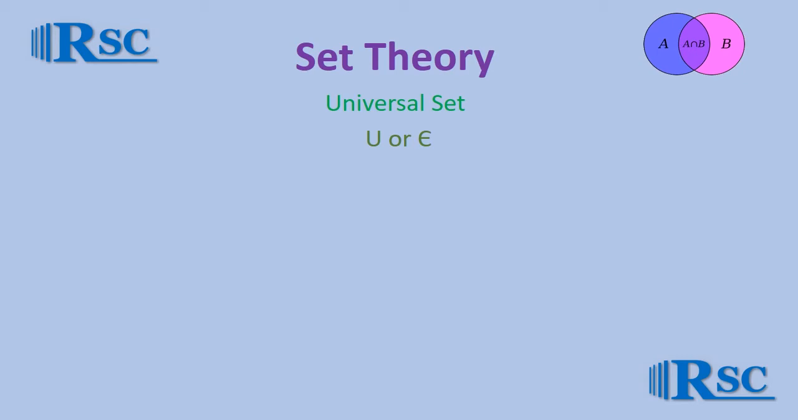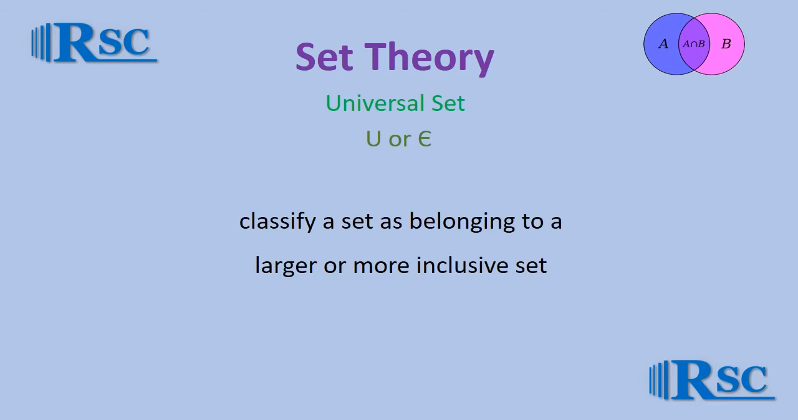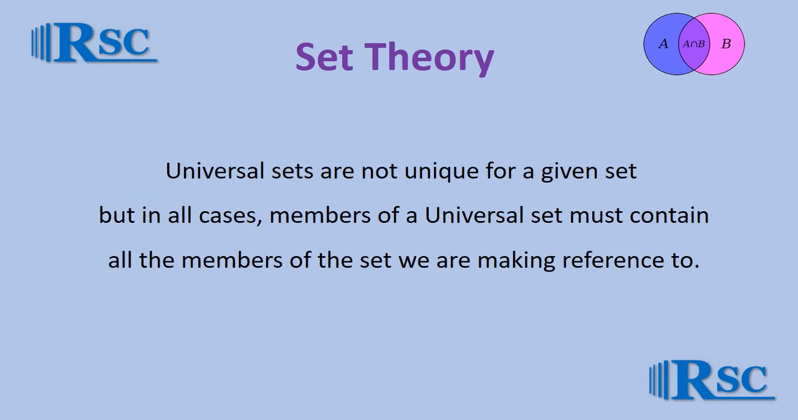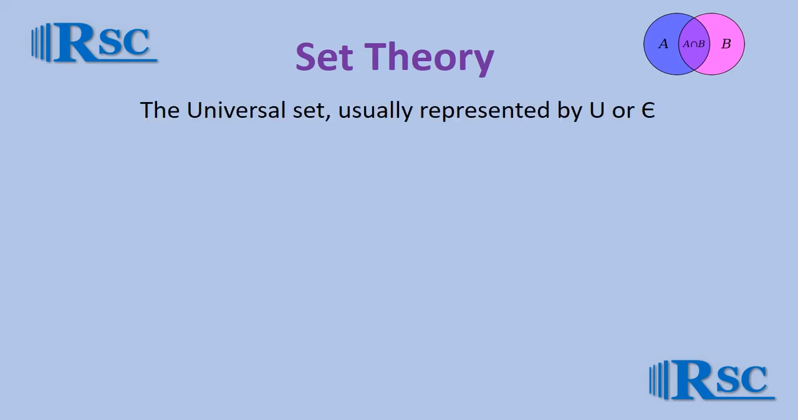Universal sets. Sometimes it is necessary to classify a set as belonging to a larger or more inclusive set. For example, the set of capital cities in the Caribbean can be said to belong to the set of capital cities throughout the whole world. So universal sets are not unique for a given set, but in all cases, members of a universal set must contain all members of the set we are making reference to. The universal set can be represented by a capital U or this symbol.